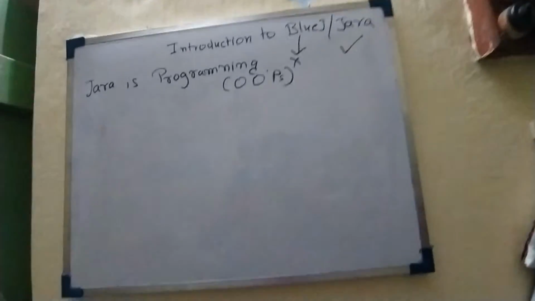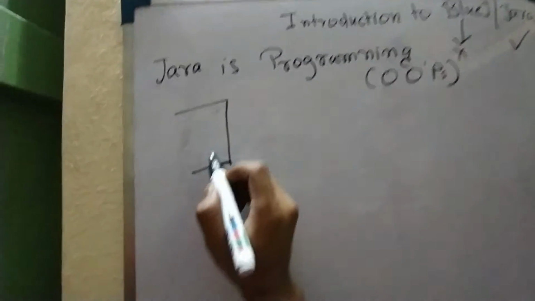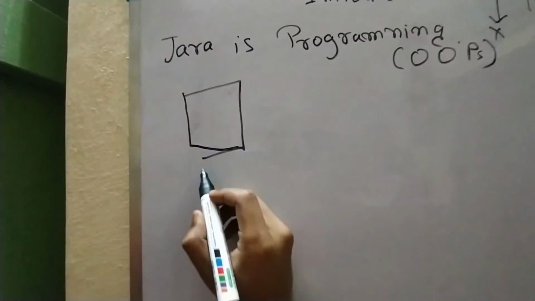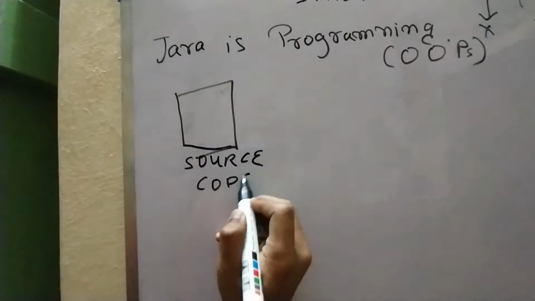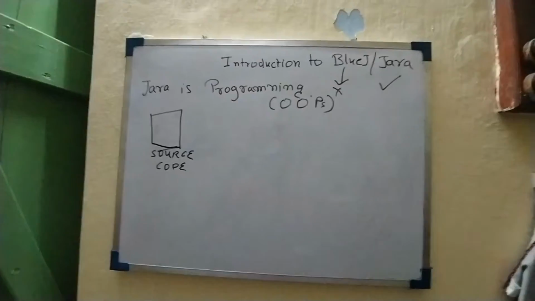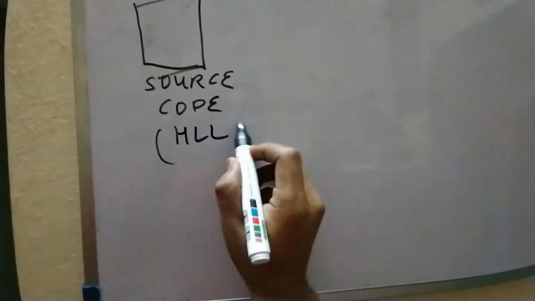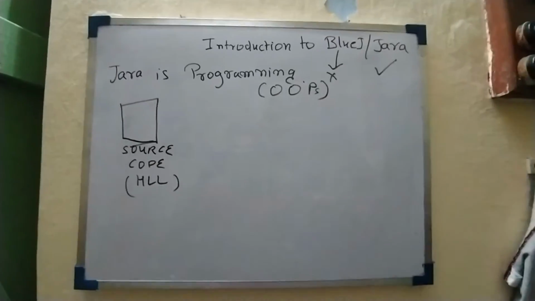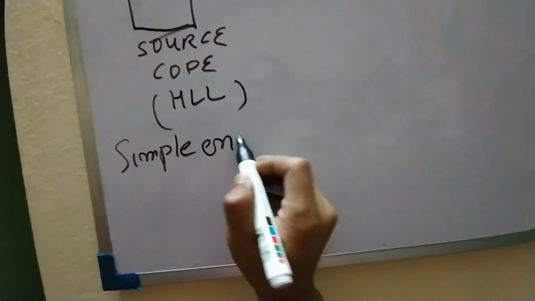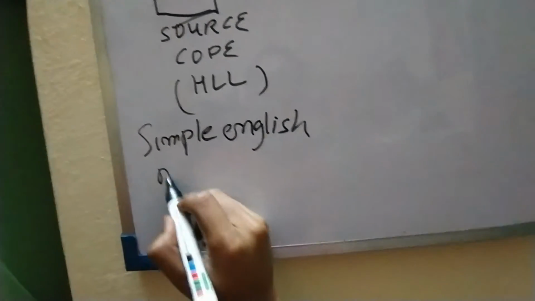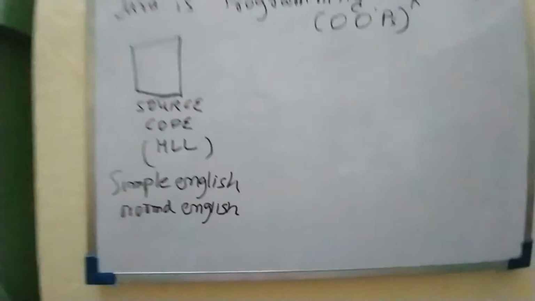Now, basically, when we write something, this is called the source code. Anything that we write in the program is a source code, right? This is basically a high level language, and we all know what a high level language is, right? Any program which we are writing in simple English or normal English is a high level language.